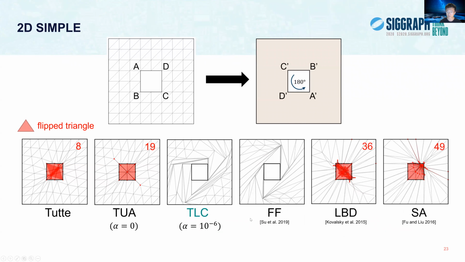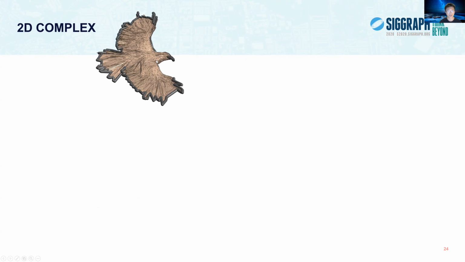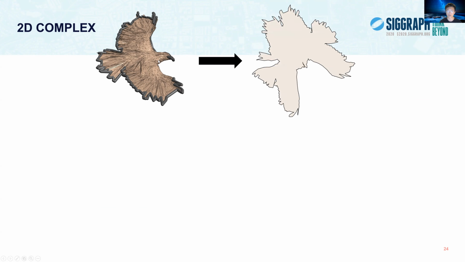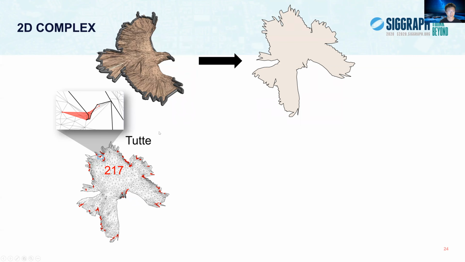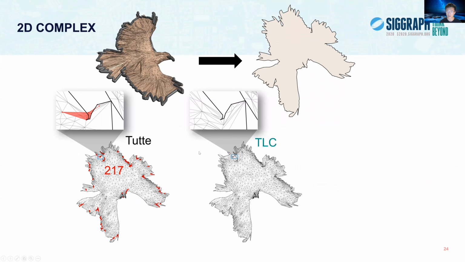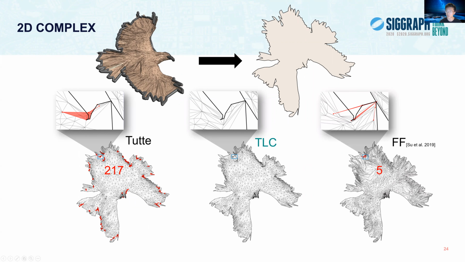For comparison, we show the result of FF, LBD, and SA. Notice even in this simple example, not all of these previous methods can succeed. Let's look at a more complex 2D example, where an ego mesh is mapped to a 2D domain. Here again, taut embedding creates some flipped elements on the boundary due to the highly non-convex shape of this target domain. Our method succeeds, while the FF method can't fully remove the flipped triangles.